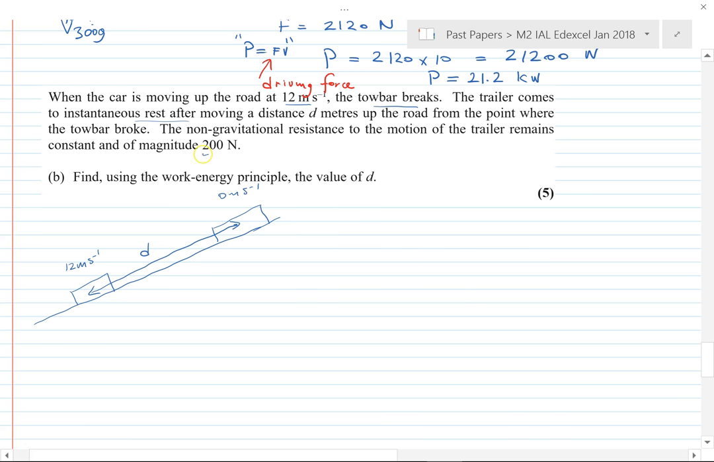We are still told that the resistances are 200 newtons during this time. Right, now we're going to use the work energy principle here.